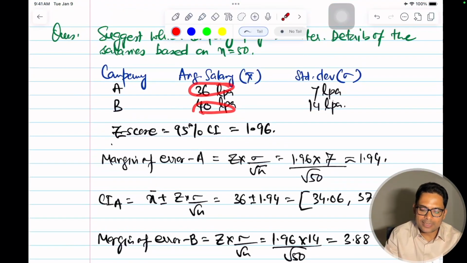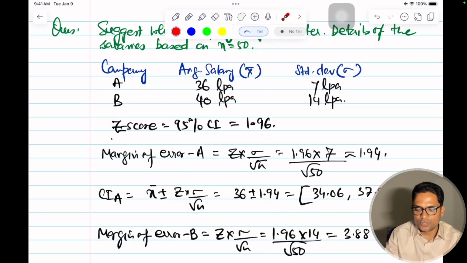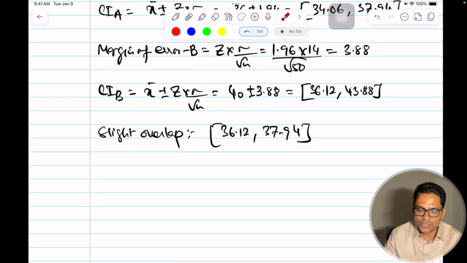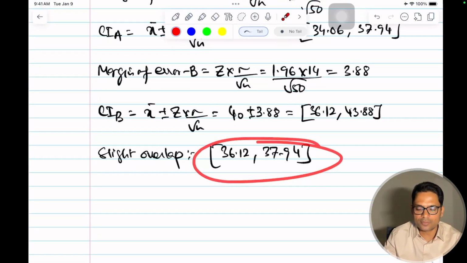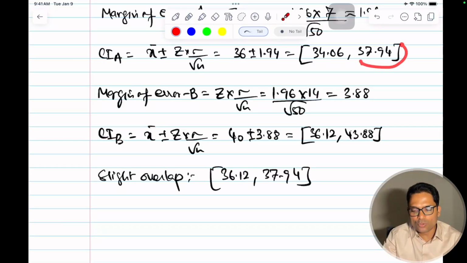So you cannot outrightly say that this company is paying better, because you have to consider the standard deviation also into the equation. Now you have the information of the confidence interval, and on the basis of this, you will have more confidence to decide which company is paying better. I hope this helps.